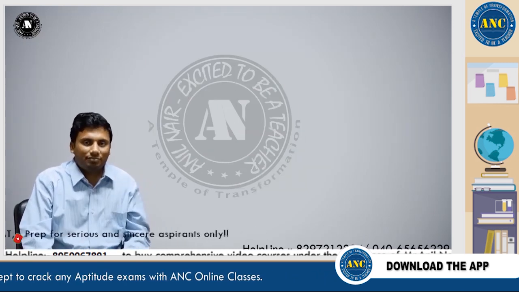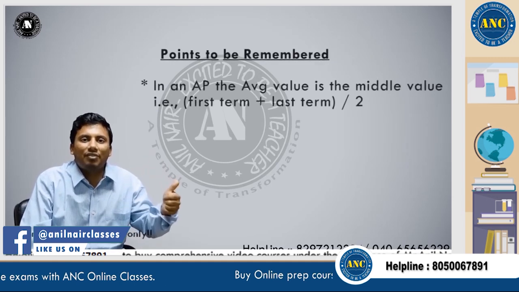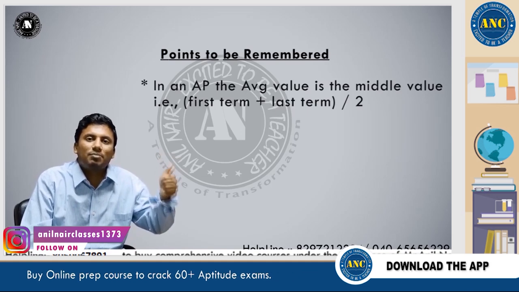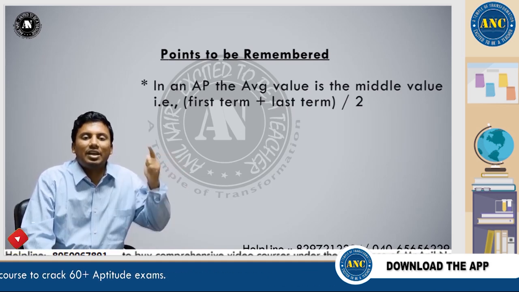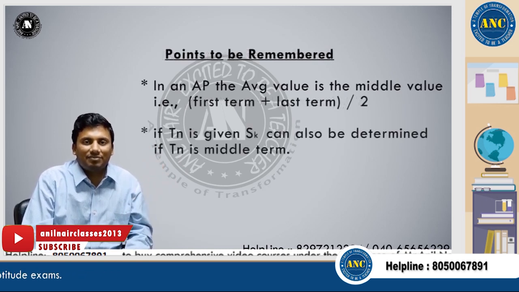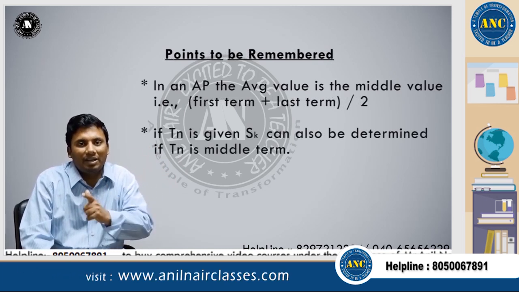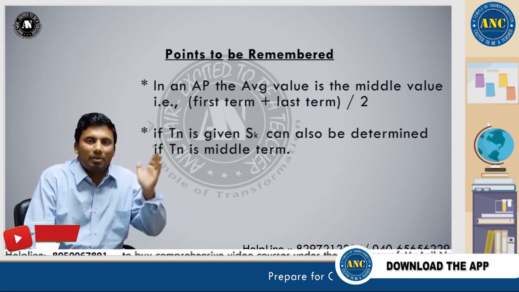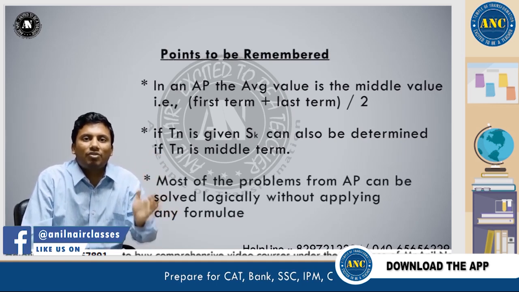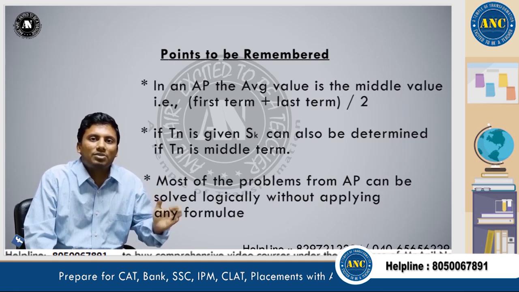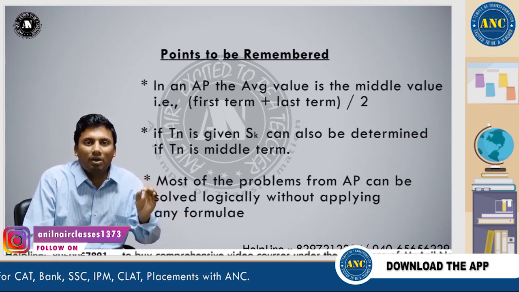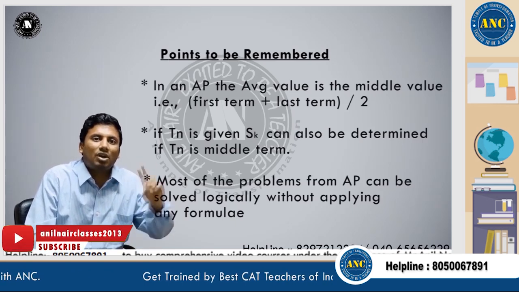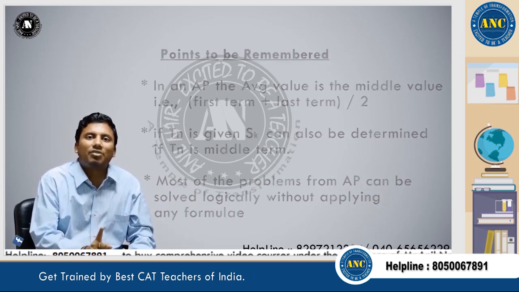Learnings from this video. First one, average of n terms in an arithmetic progression is the middle value, which is nothing but first term plus last term by 2. If Tn is given, Sk can also be determined if Tn is the middle term for Sk. Number 3. No need to use formulae when you can solve the problems in the most logical way. Remember, all the people who are watching this video, formulae are derived from the logic. Logic is not derived from the formulae.